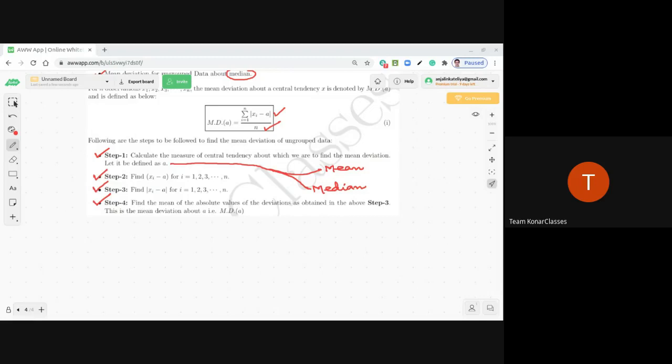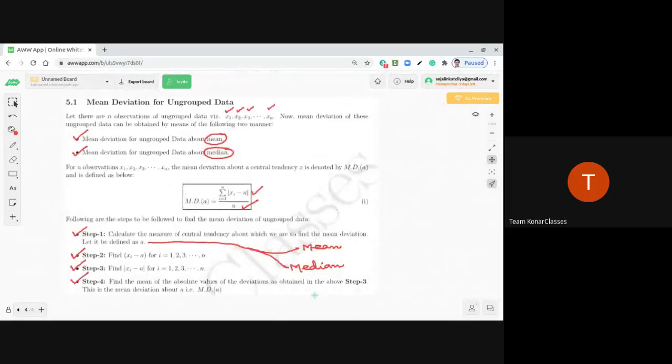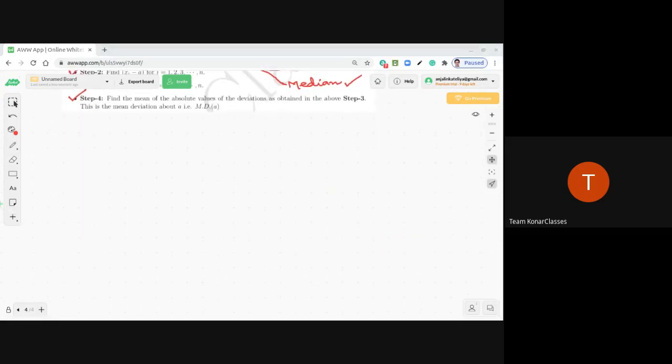So let us take an example. Here, whatever I have described so far only concerns the central value A. Now, as I showed you, the central value A could be either the mean or the median. So let's first take the mean. We are going to discuss now the mean deviation for ungrouped data about mean. I repeat, the mean deviation for ungrouped data about mean is the point of discussion now.